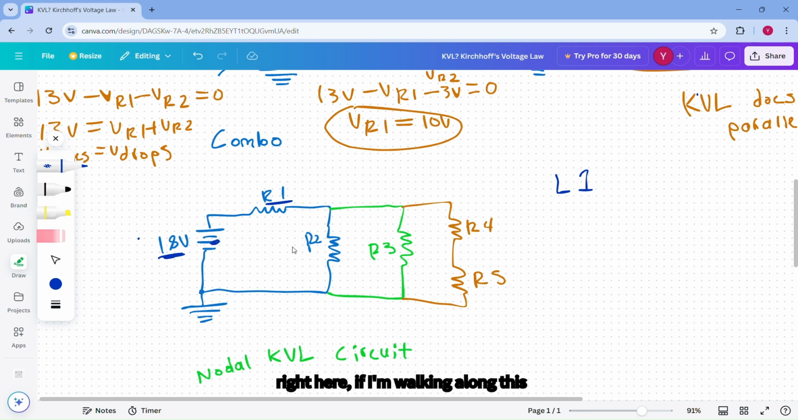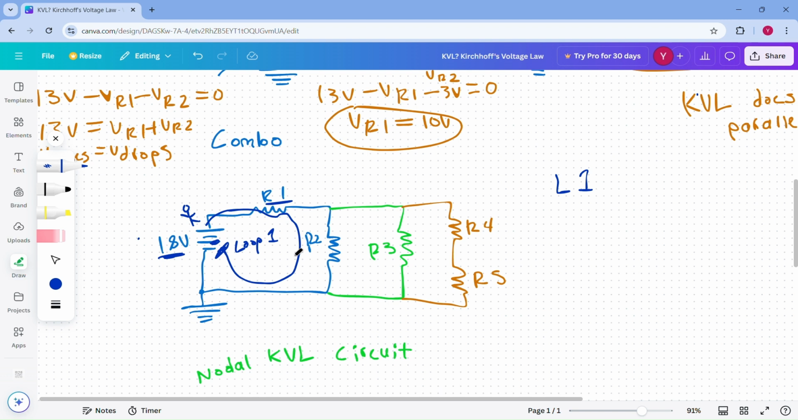If I'm starting right here, walking along this path, I'm going from my battery to R1 to R2 and going back around. This is my first loop. And just like the second example, this loop is not our complete circuit, but that's perfectly fine for us because we did complete a path, we got back to where we started, okay? And for this loop, I'm going to have 3 components. I'm going to write that right here, 3 components, okay?